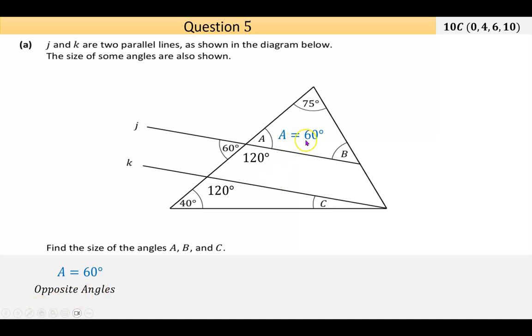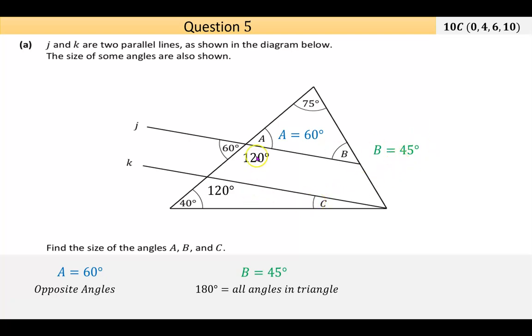Now let's focus on B. And now that I know that this is 60, B is pretty easy. If I add 75 and 60, I'll get 135. 135 from 180 leaves me with 45. So B would be equal to 45 degrees. Why? Because all three angles of that triangle add to 180. And since we know two of them, we can subtract from 180 to find the other angle.